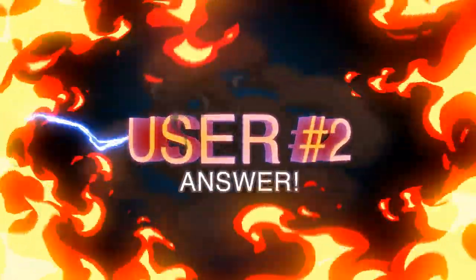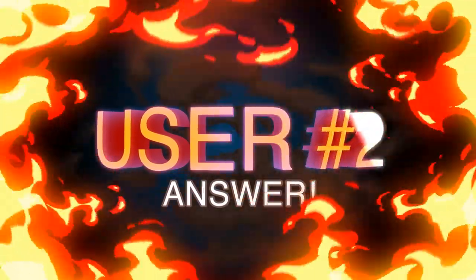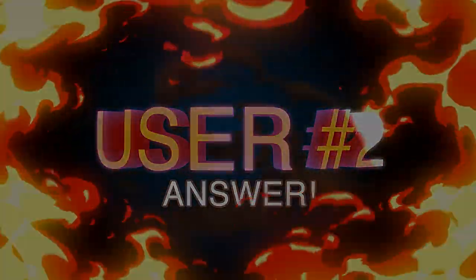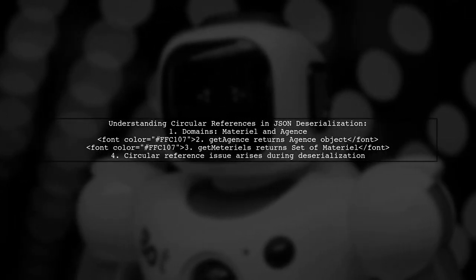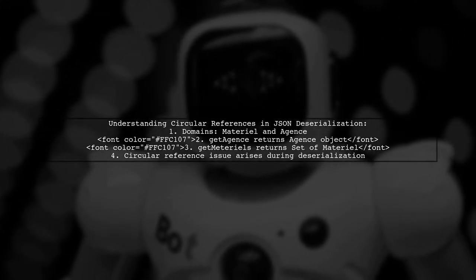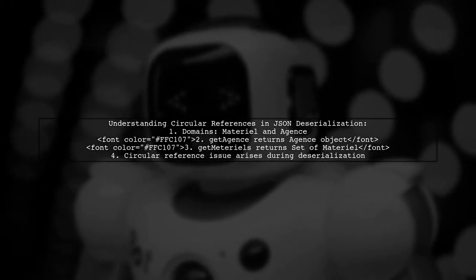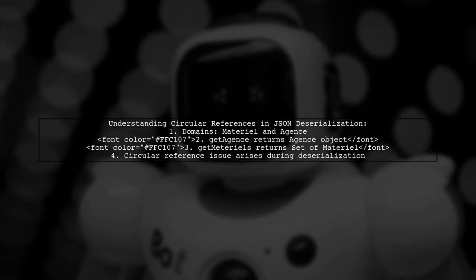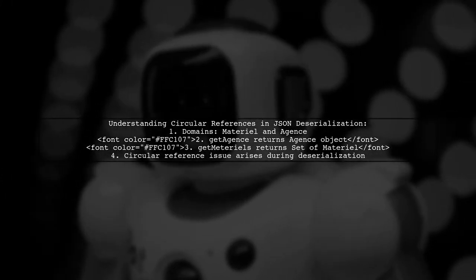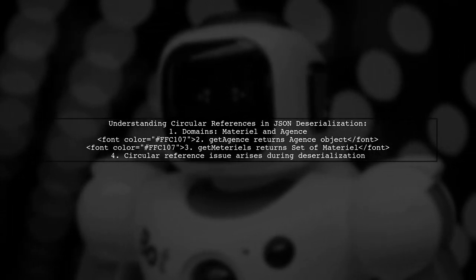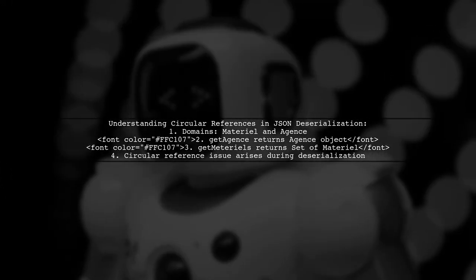Let's now look at another user-suggested answer. When deserializing JSON with Spring and Jackson, you might encounter unresolved forward references. This happens when you have two domains, material and agents. Jackson tries to deserialize material, which calls the getAgents method, returning an agents object. Then, when it calls getMaterials from agents, it returns a set of material. The issue arises because Jackson attempts to deserialize each material in that set again, leading to a circular reference problem.